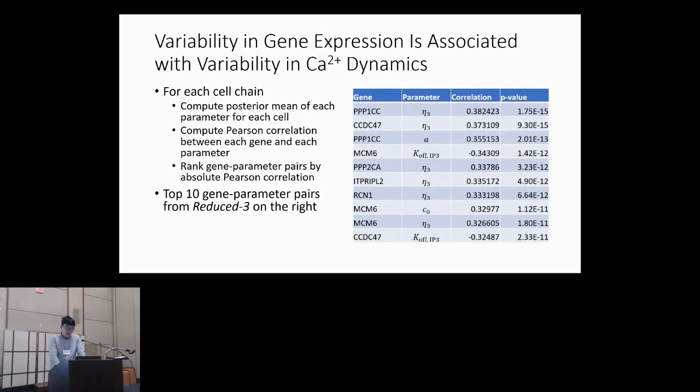We can see that some genes are highly correlated with more than one parameter. Meanwhile, some parameters are highly correlated with more than one gene. I'm not going to show you the same table for random chains, but I can tell you that those correlations are lower in general.